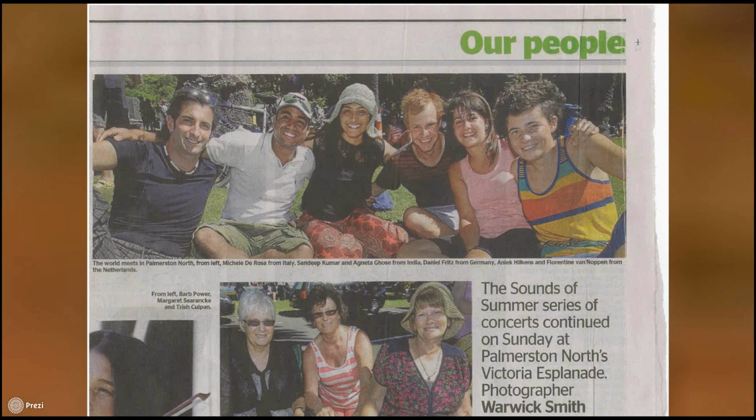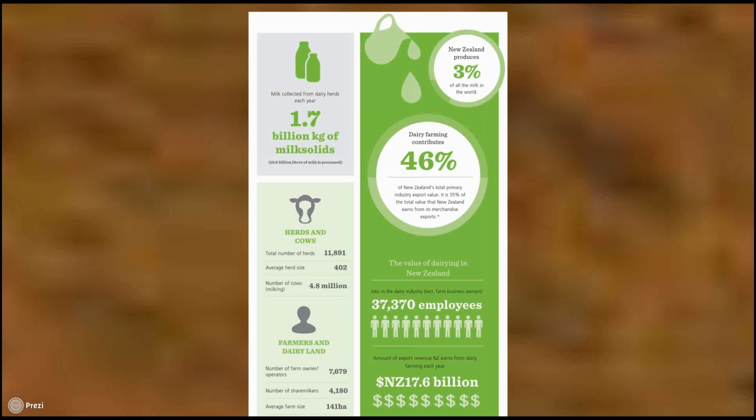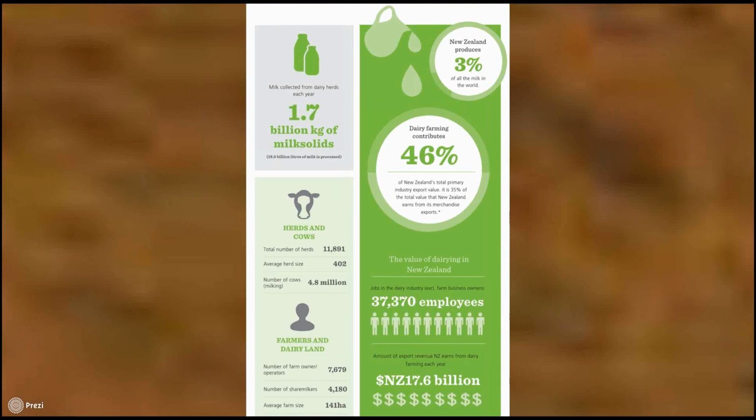And then about the content of the research. So dairy is really important in New Zealand. As you can see in the image here, there are some economic reasons. So for example, there is 1.7 billion kilograms of milk solids produced each year, and also a lot of jobs are in the dairy sector. 37,000 employees in this image from Dairy NZ. It was in 2014, if I'm correct.